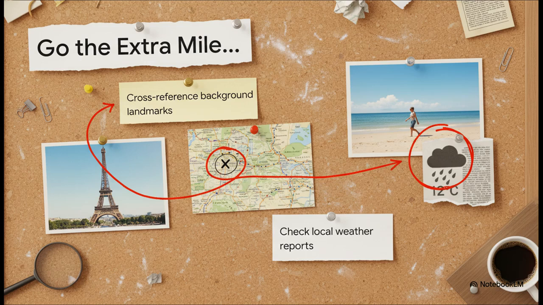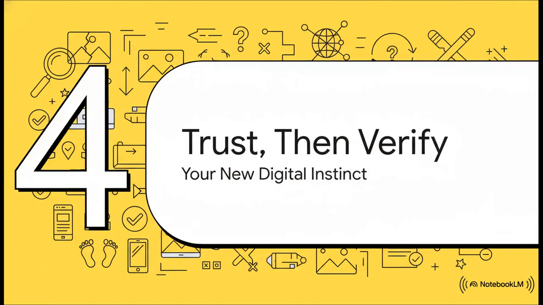And hey, sometimes you gotta do a little old-fashioned detective work yourself. If a photo says it's from Paris, do the buildings and street signs in the background actually look like Paris? If it claims it was taken on a sunny day in Seattle last Tuesday, you can literally go online and check the historical weather report for that exact day and place. It takes 2 seconds.